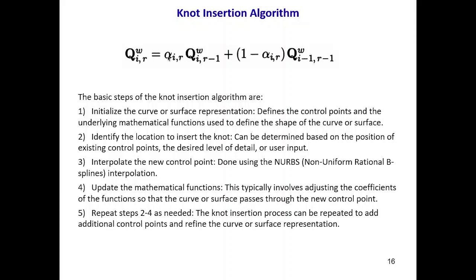Next we update the mathematical functions. This typically involves adjusting the coefficients of the function so that the curve or surface passes through the new control point. If we want to keep adding new knots, we just repeat steps 2 to 4 as needed.